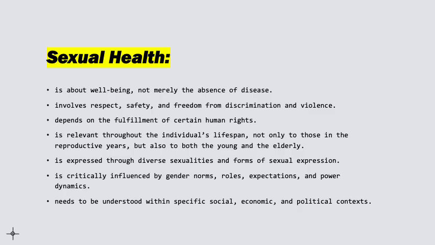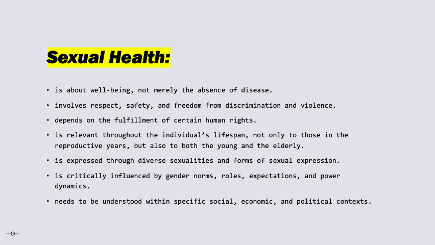Sexual health represents the integration of the somatic, emotional, intellectual, and social aspects of sexual being in ways that are positively enriching and that enhance personality, communication, and love. The World Health Organization identifies the following critical elements of positive, holistic sexual health. Sexual health is about well-being, not merely the absence of disease. It involves respect, safety, and freedom from discrimination and violence. It depends on the fulfillment of certain human rights.